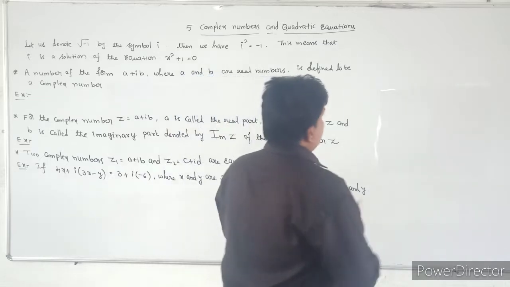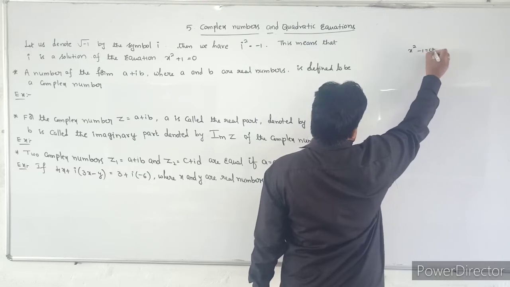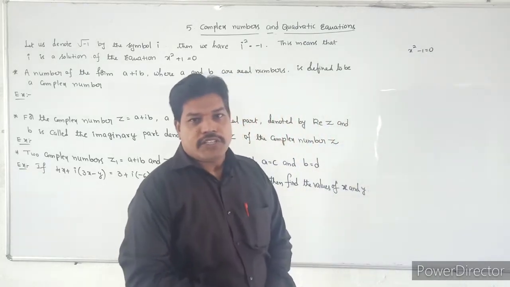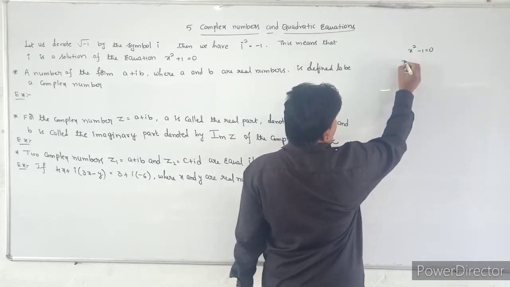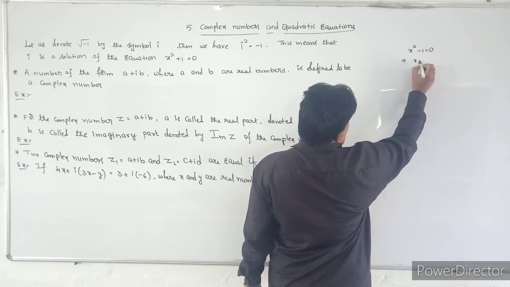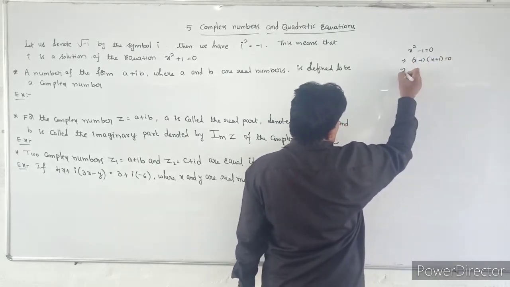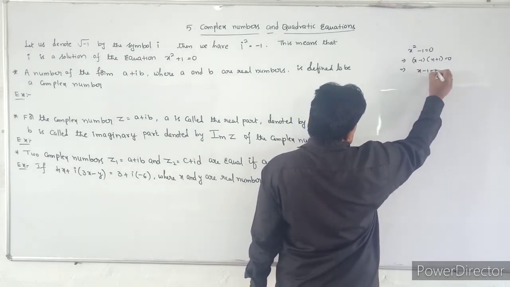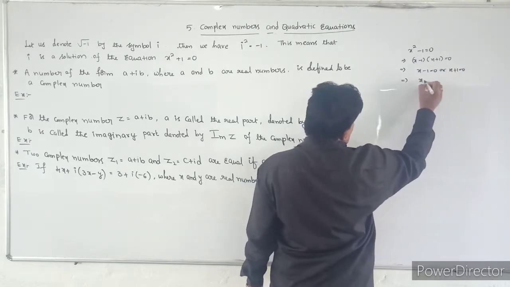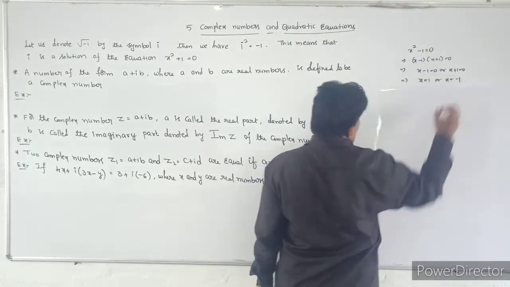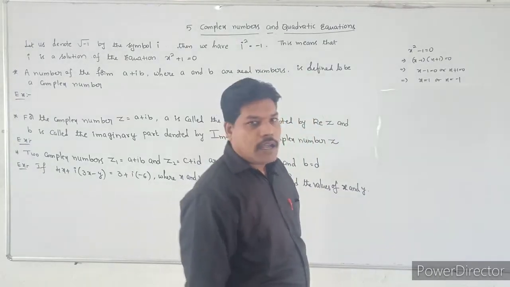See, in the quadratic equation, for example, take x square minus 1 is equal to 0. Then what are the roots of this equation? That implies x minus 1 into x plus 1 is equal to 0. So x minus 1 is equal to 0 or x plus 1 is equal to 0. That implies x is equal to 1 or x is equal to minus 1.